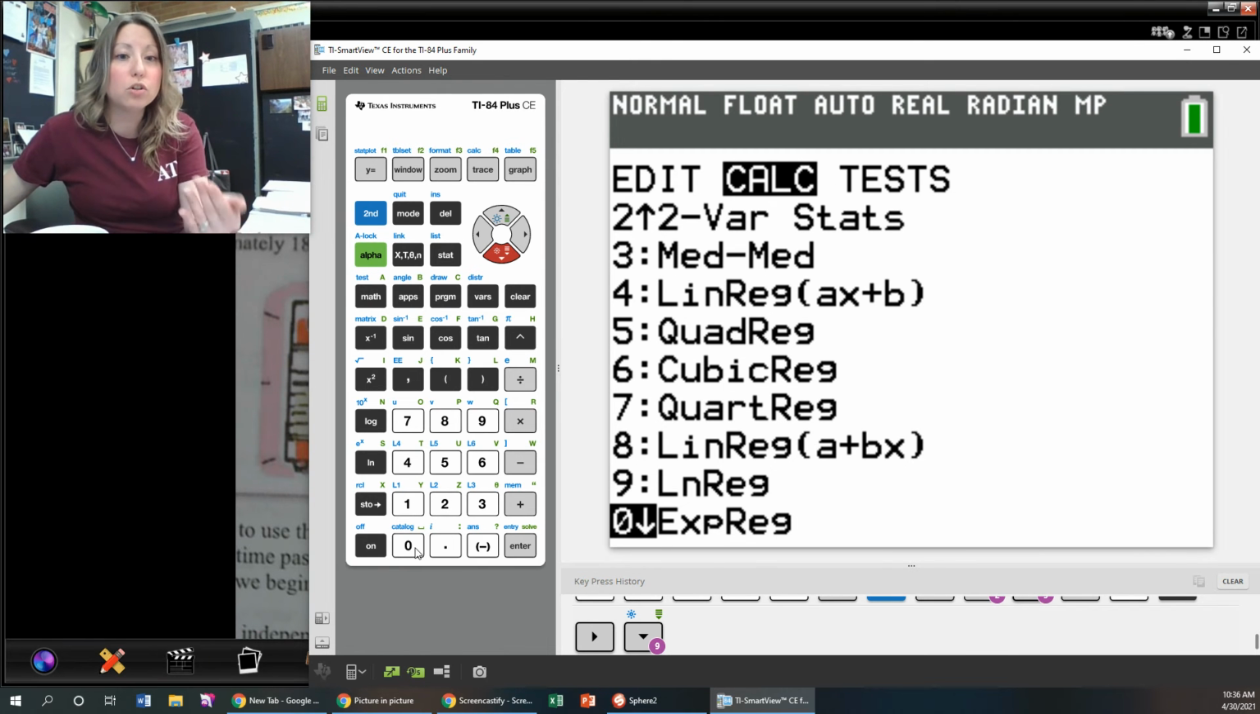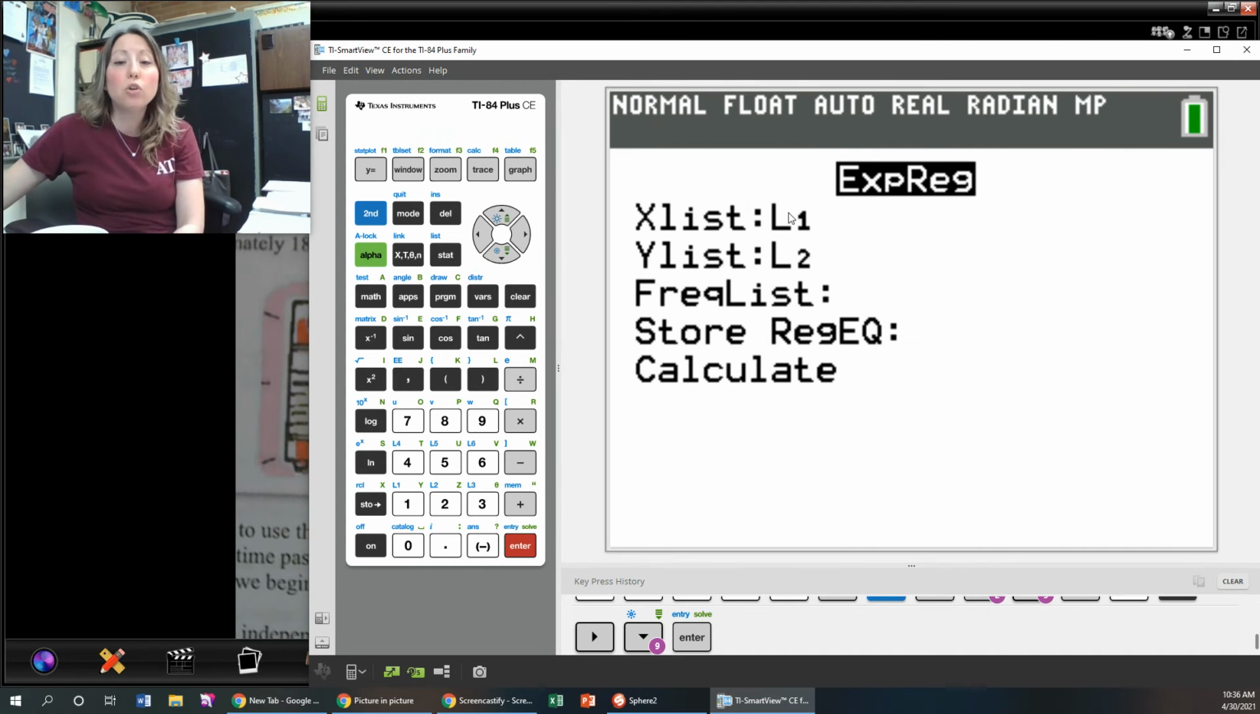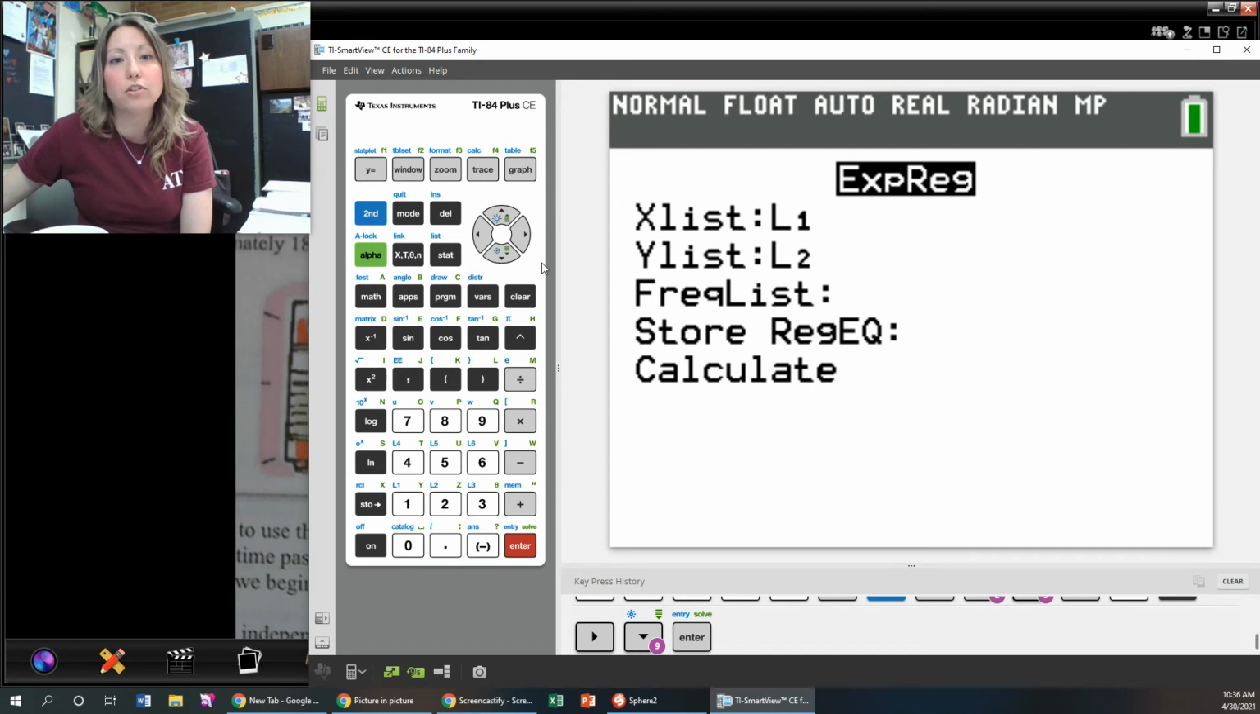So you can either, from now on, when we get to this screen, press 0 or highlight 0 and press enter. Notice our X list should be L1, our Y list should be L2. We can always change that if we need to, but again, we used that, so we're okay. We don't need to change that. But where I want to head down is the store regression equation. So arrow down, so your highlight is in store regression equation.